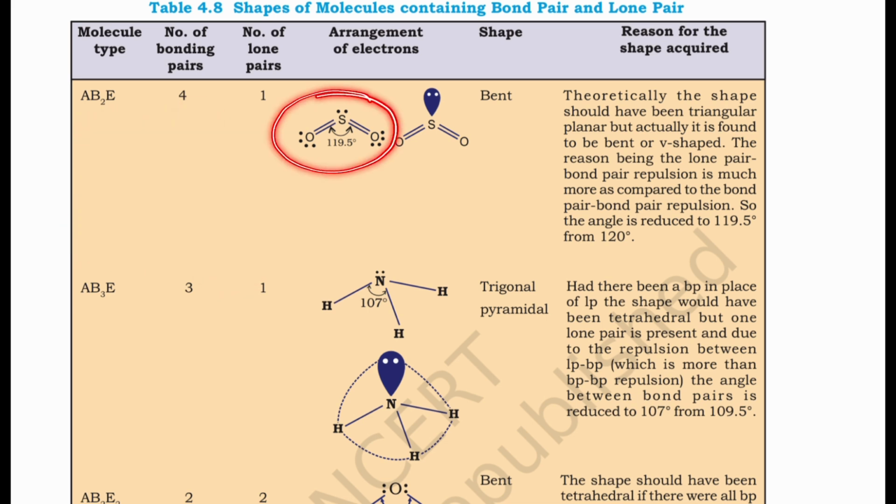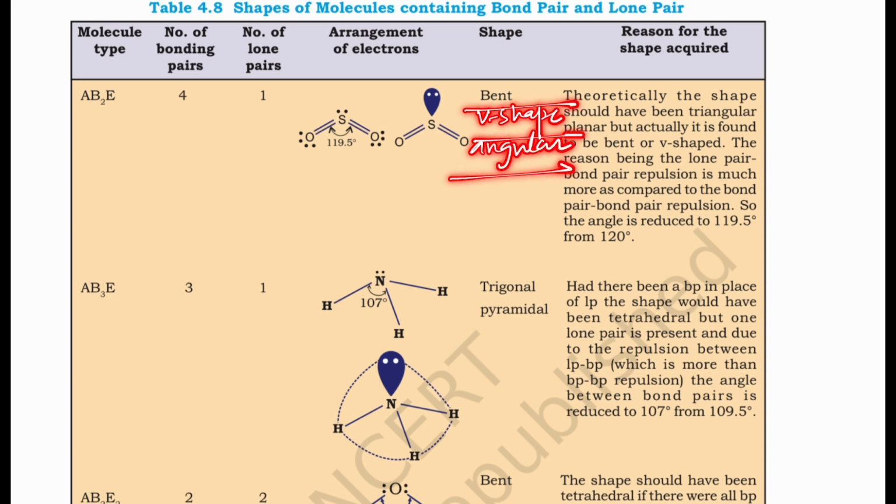And the classic example is SO2. It has one lone pair, two surrounding atoms and one central atom. Now the shape will be what? Bent. Why will it be bent? Because this lone pair occupies more space. So the bond angle will not be exactly 120 degrees. It will be less than 120, and it is 119.5 degrees. Clear? So it is bent shape, and you can also call it V shape or angular shape.